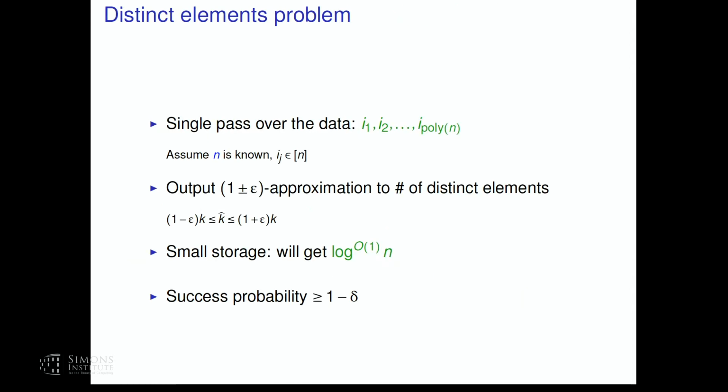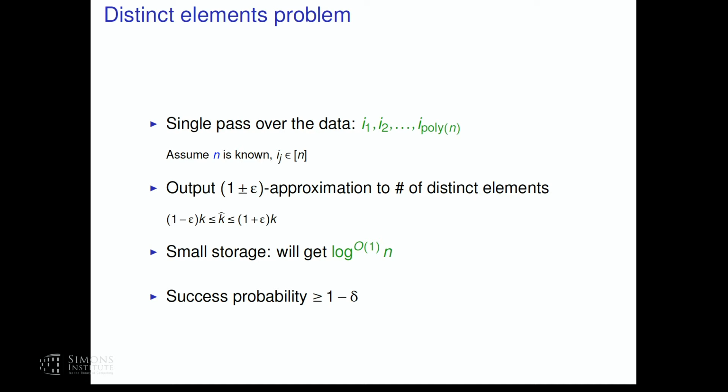All right, good. So formally, what would we like to solve? This is our distinct elements problem. Single pass over the stream of data items. Assume that they come from some universe of size n, and the size of this universe is known. What we want is some good multiplicative approximation to the number of distinct elements. Let me denote the number of distinct elements by k. So we want to output some k hat, which is multiplicatively close to k, sandwiched between (1 minus epsilon) k and (1 plus epsilon) k. And for constant epsilon, we want to have storage only polylogarithmic in n.